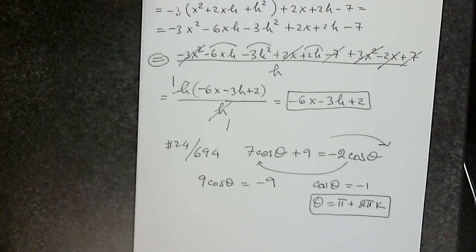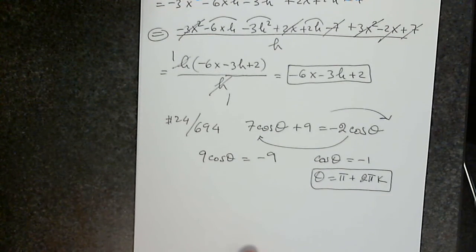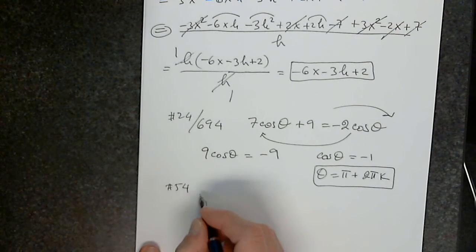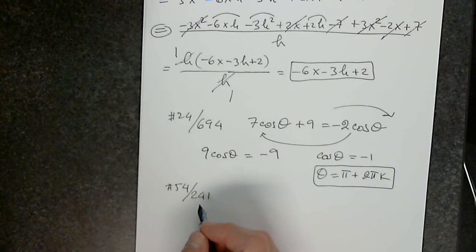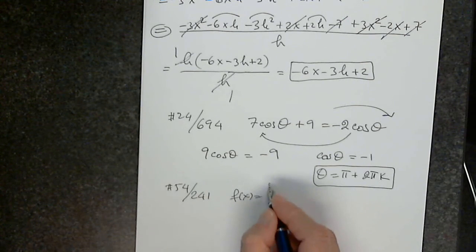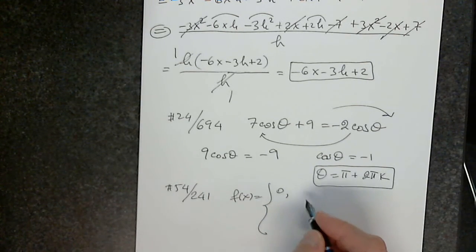What was the other topic we said? There were 4 topics. Piecewise. Oh, yes. Back to chapter 2, I believe, if I remember correctly. On page 240. Let's do 54. Actually, on 241. Where we have a function, a piecewise defined function given with 3 pieces.